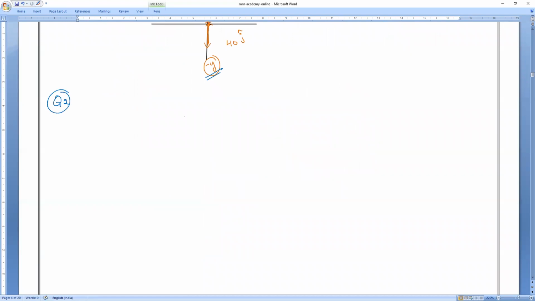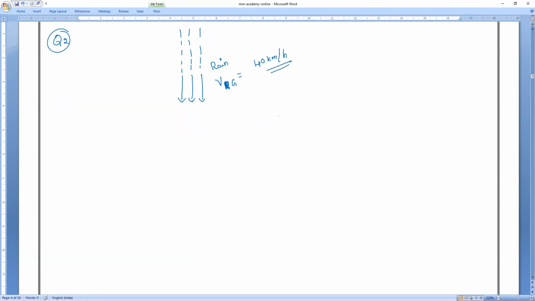Next question, question number 2. Rain is falling downwards, again perpendicularly, so I am making it realistic. Again the same thing. So, velocity of rain with respect to what? Ground. Velocity of rain with respect to ground, which is equal to, let me take again, 40 kilometers per hour. How much? 40 kilometers per hour.